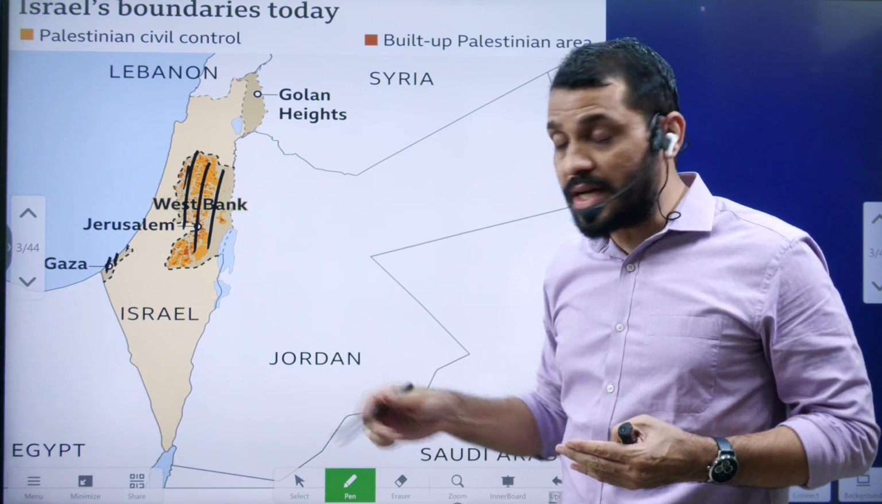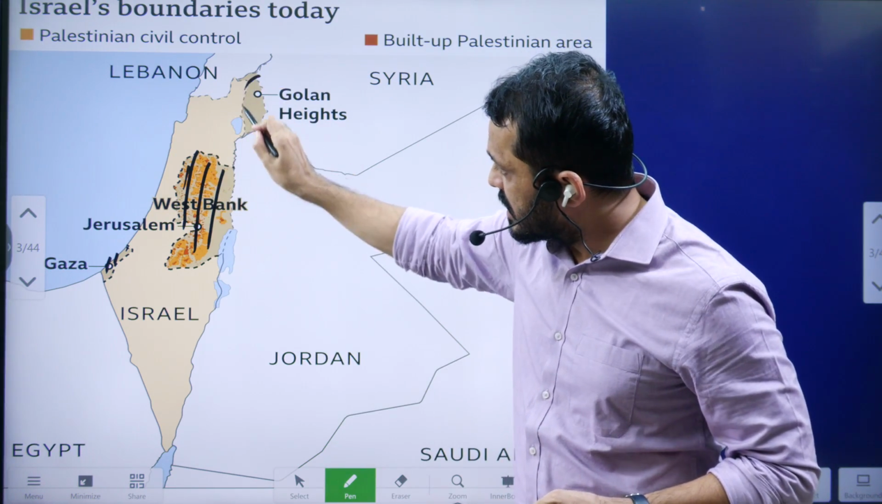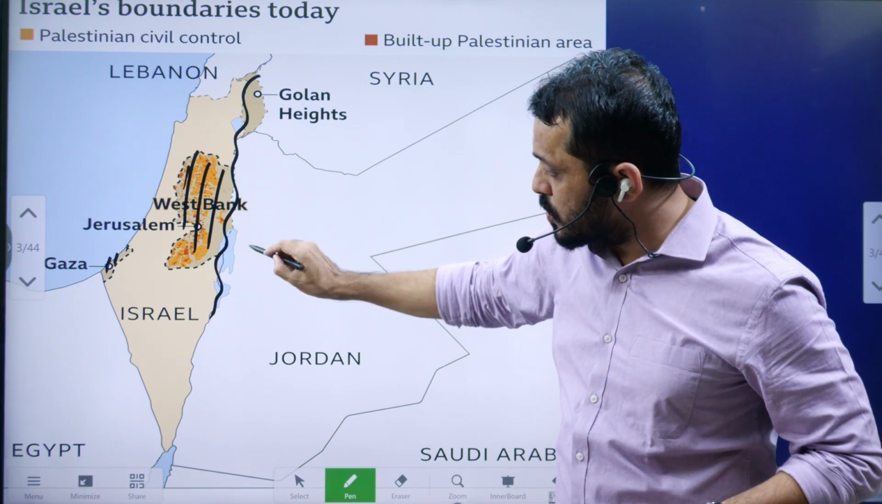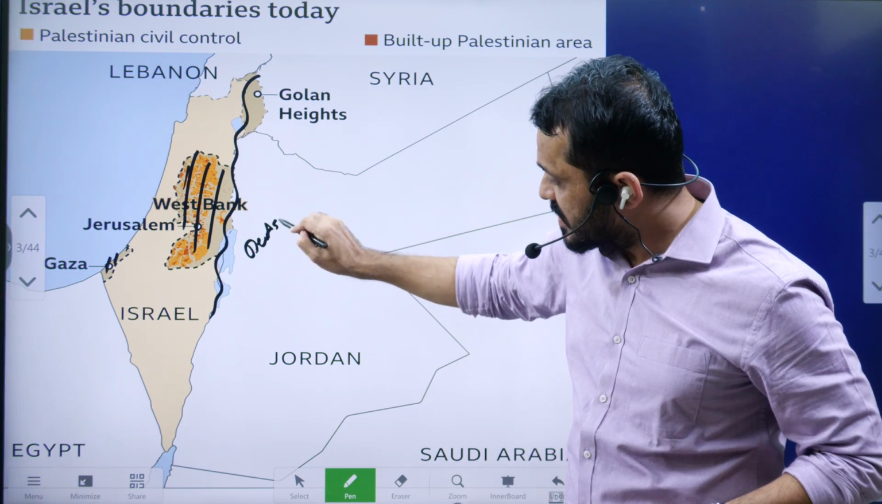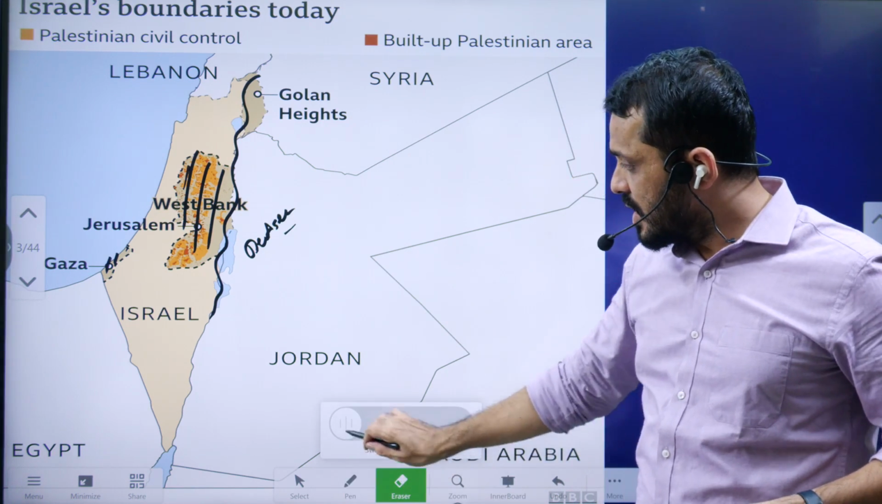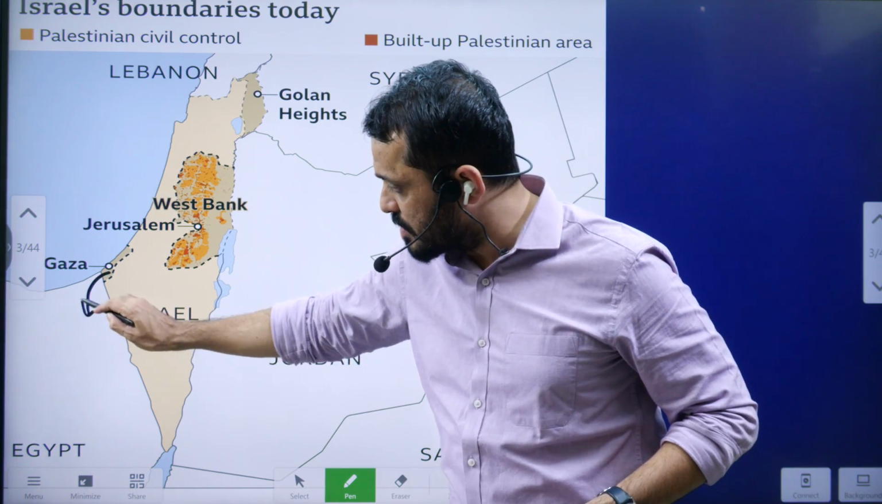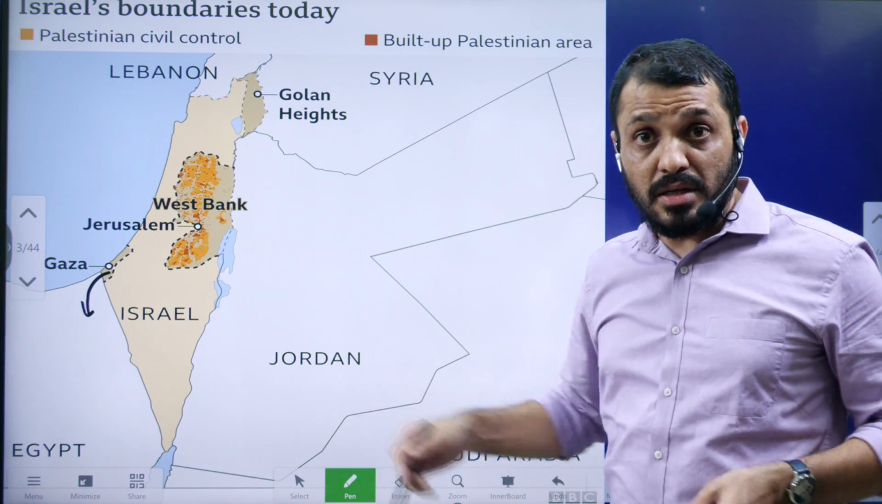Why are you calling it the West Bank? It is on the west side of the Jordan River. Where does the Jordan River go? The Dead Sea. Okay, and this is known as the Gaza Strip. And beside the Gaza Strip, the Egyptian peninsula is there.